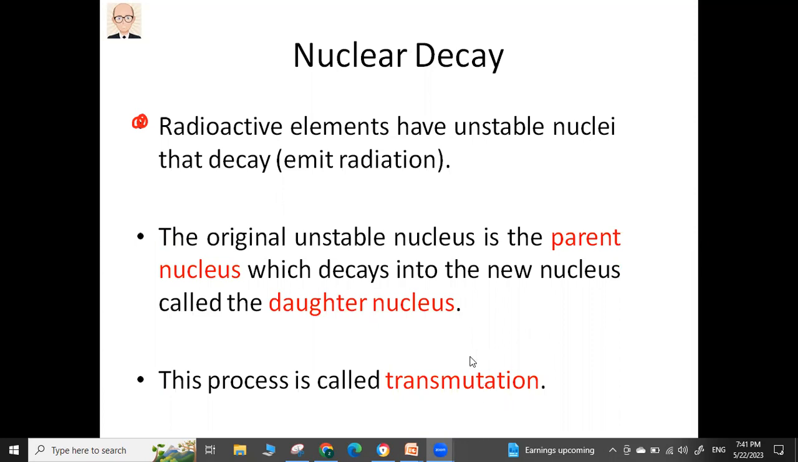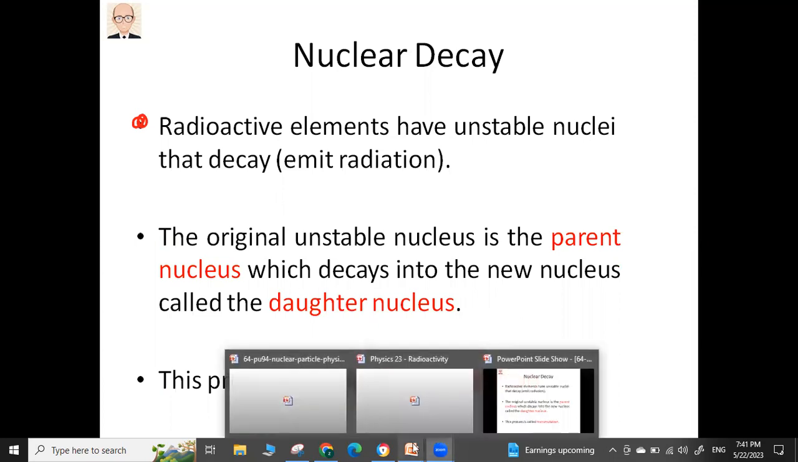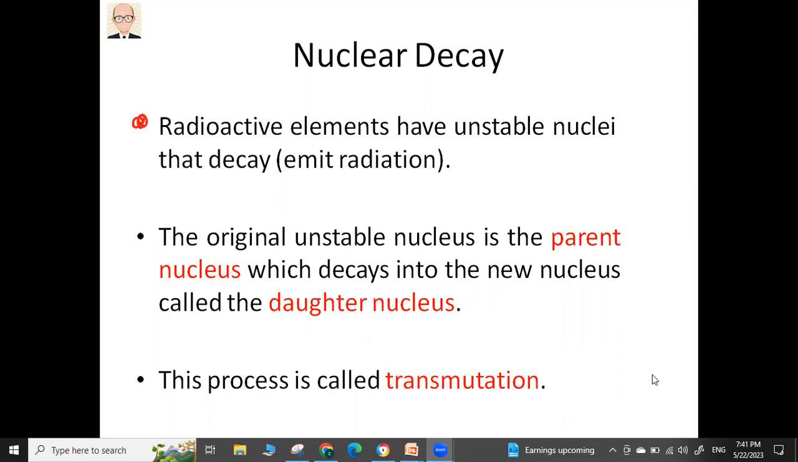The original unstable nucleus is the parent nucleus, which decays into a new nucleus called the daughter nucleus. So we will have the parent nucleus before emission, and after emission we will have the daughter nucleus. This process is called transmutation. Whenever we have radioactive decay, this process is called transmutation. Transmutation means a complete change from one form into another. In radioactive decay, the parent element changes into a completely new element, which is called the daughter nucleus.